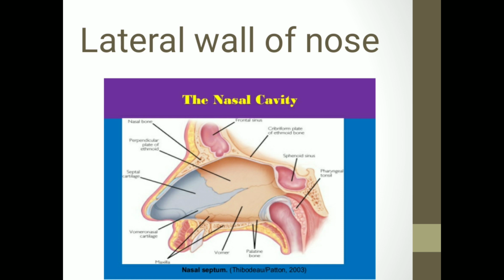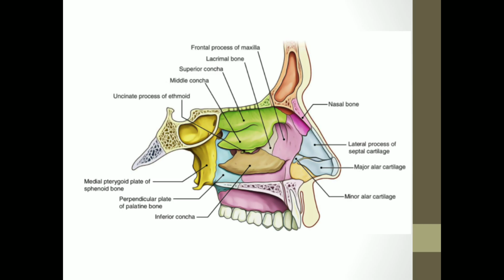Okay, next we are looking into the next topic called the lateral wall of the nose. This you are looking at is called the lateral wall of the nose, otherwise called the lateral wall of the nasal cavity. The lateral wall of the nasal cavity is also formed by the same: cartilage, bones, and the fibrofatty tissue present in it.